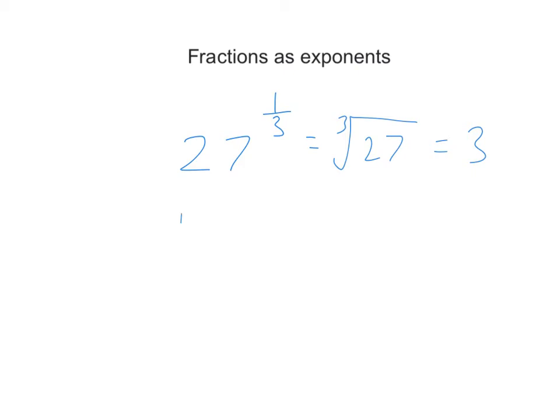Another example, 125 to the 1/3 power, and that would be the cube root of 125. So what number times itself 3 times would give you 125, and that number is 5. 5 times 5 times 5 is 125.